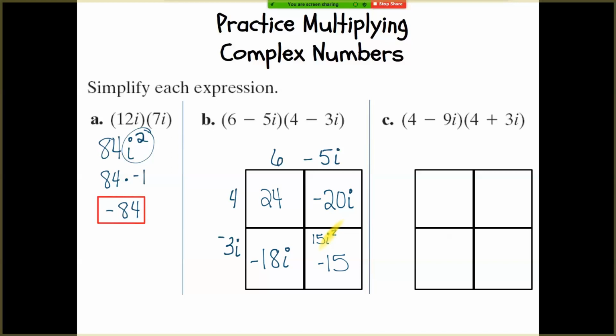To get my final answer, I'm just going back to my box and combining like terms. I have 24 and -15. When I add those together, I get 9. Then I have -20i and -18i, which is -38i. Again, you're just adding them together like you would x values. So take a minute and see if you can do letter C. Again, I don't care if you use the box method or if you distribute. Either way.